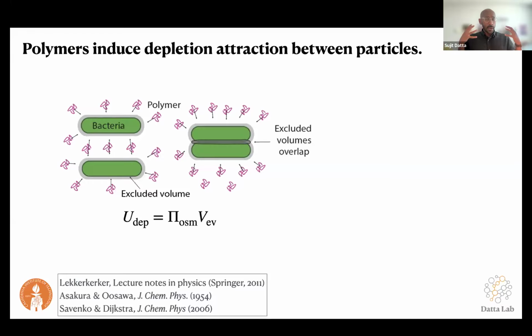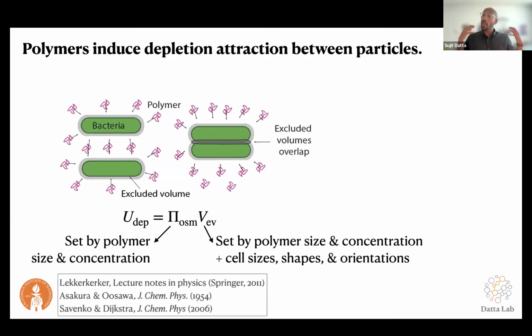And so you can write down an expression for what the strength of this interaction energy is. And it's given by the product of the osmotic pressure generated by these polymers and the volume of this excluded volume region. And now, thanks to decades of work by colloid scientists, soft matter scientists over the years, we now have ways to quantitatively predict and calculate these depletion interactions for cells of different shapes and sizes and polymers of different compositions and shapes and concentrations.